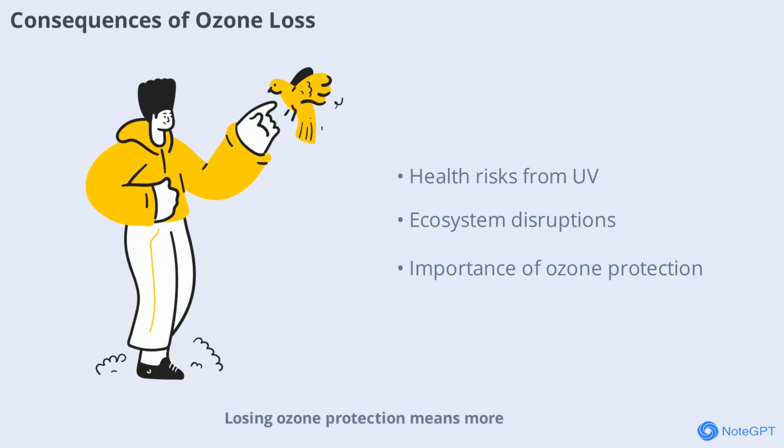Losing ozone protection means more ultraviolet radiation reaches the Earth's surface. This can lead to higher rates of skin cancer, cataracts, and immune system suppression in humans. It also harms plants, marine life, and animals, disrupting entire ecosystems. Increased UV can reduce crop yields and damage phytoplankton, which are vital for ocean food chains. Protecting the ozone layer is essential for the health of all living things. Next, we'll discuss how pollution and greenhouse gases are connected to ozone chemistry.